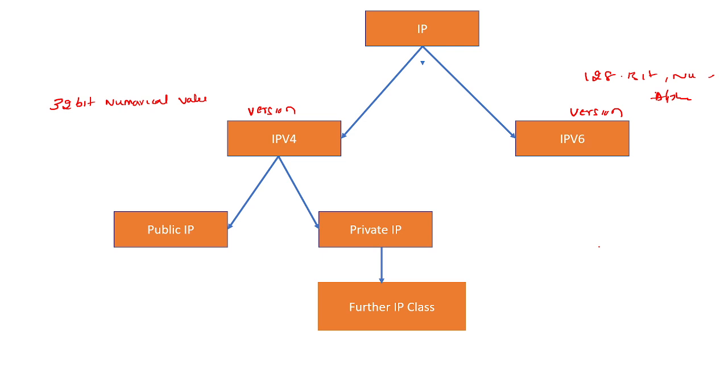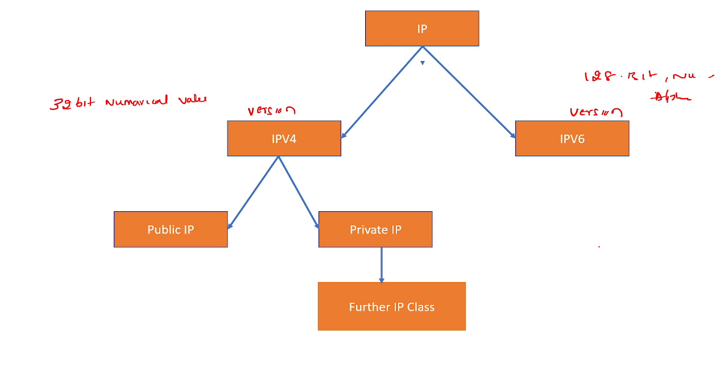Okay, so IP version 4 is a 32-bit numerical value, and it is a very limited number, and it will get exhausted in the future. That is the reason we are going to IP version 6, which is a 128-bit number. It has alphabets and special characters also. It has a huge number of IP addresses. That's about version 4. If somebody asks you, you have to tell these differences.